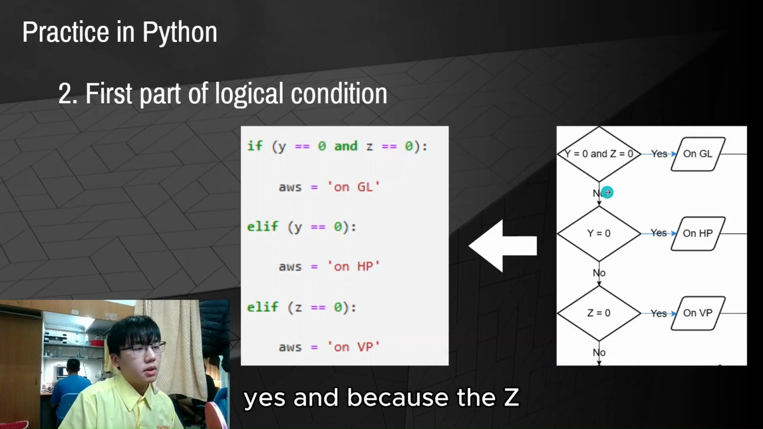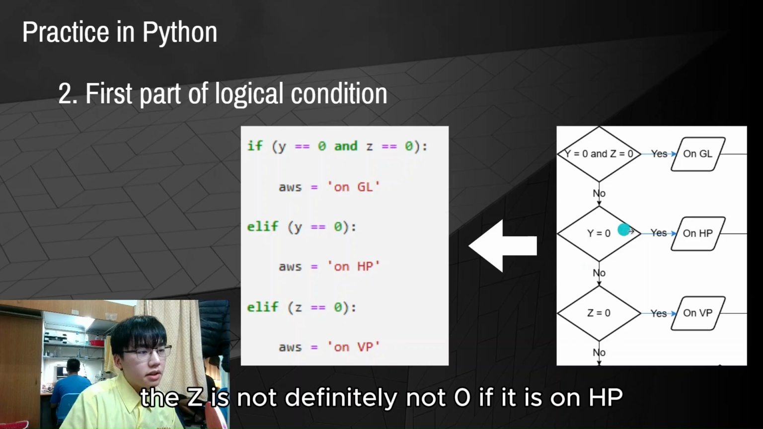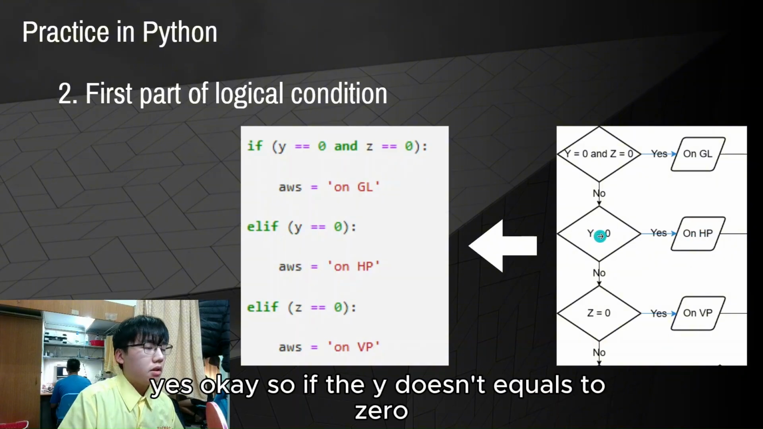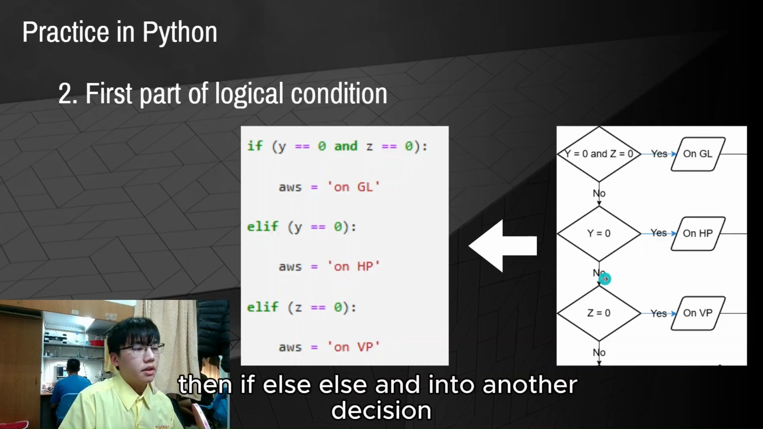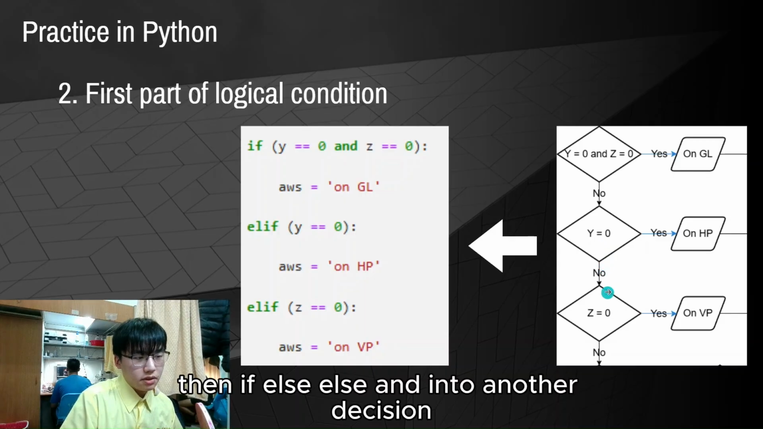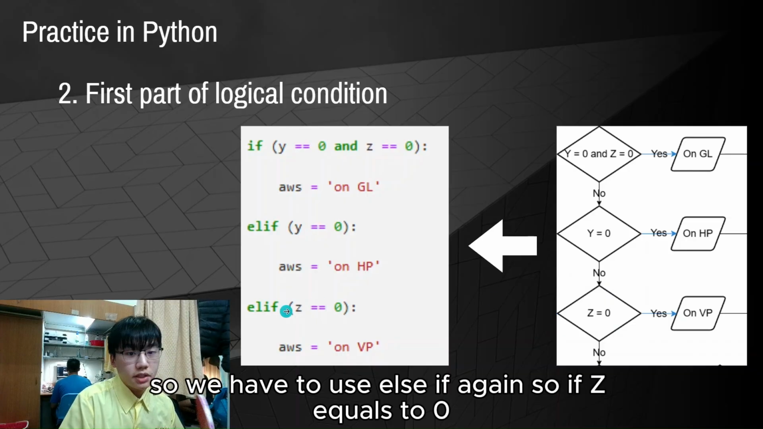Because if the y is 0 and the z is 0, it is on GL. So if the y is 0 and the condition is going here, the z is definitely not 0 if it is on HP, yes. Okay, so if the y doesn't equal 0, then it goes into another decision, so we have to use else if again.